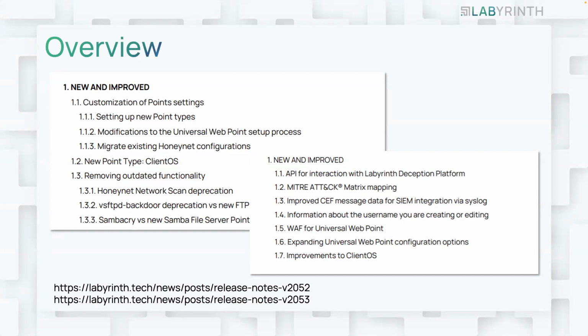In addition, a new point type was introduced, which is ClientOS. We'll also see it in detail, but in a few words, it is a point that allows you to create a noise in your network to make it more alive, to make it more interesting for the attacker. And we have some major improvements in our universal point. As you may remember, it is a special point type developed by Labyrinth teams that allows you to emulate web resources available in your network in no time.